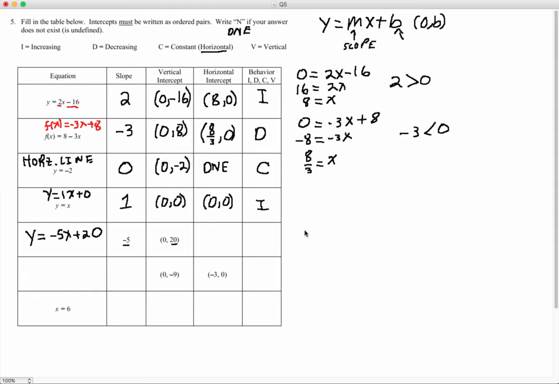Okay, now as we've done before, if I want to find my horizontal intercept, what I'm going to have to do is say 0 is equal to negative 5x plus 20. Subtract 20 from both sides. Divide both sides by negative 5, and we end up with 4 is equal to x. So my horizontal intercept is going to be at (4, 0). Since our slope was a negative number, we know that this is going to be a decreasing line. Okay, all right, so now they give us two ordered pairs.